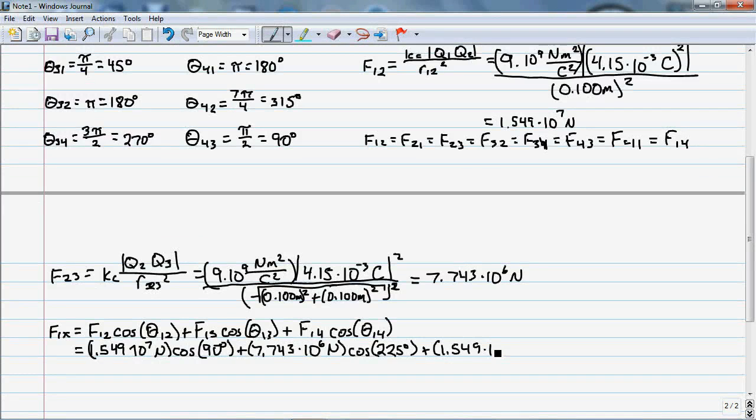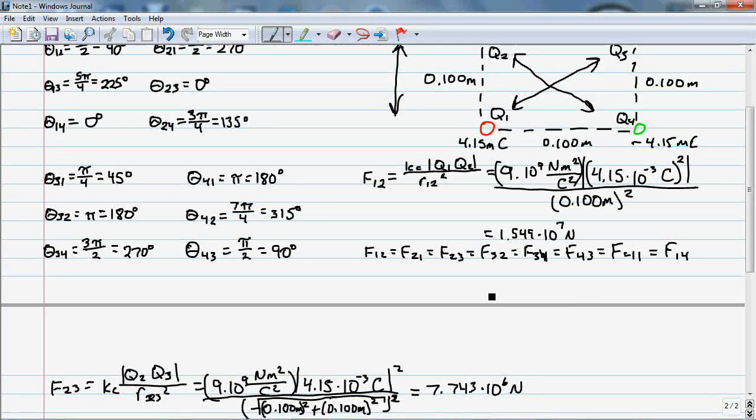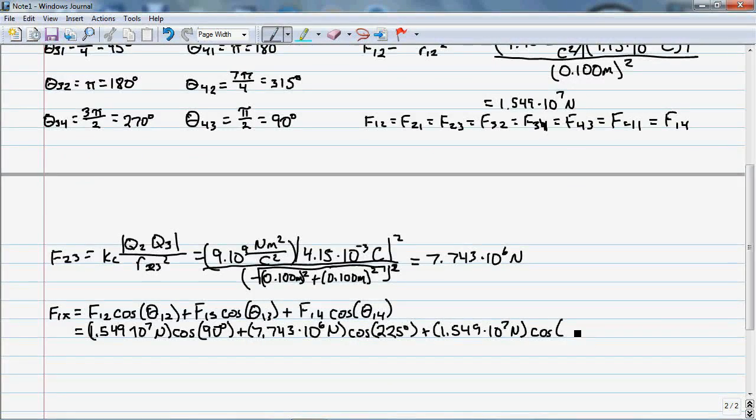Plus 1.549 times 10 to the 7th newtons, because it's one force between 1 and 4, so it's along the side, cosine, and theta 1,4 is 0 degrees. And we calculate this out, we get 1.001 times 10 to the 7th newtons.